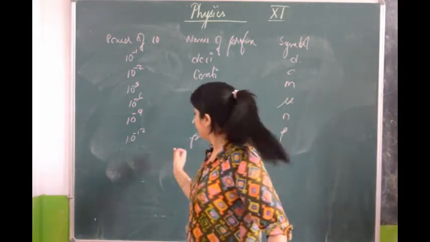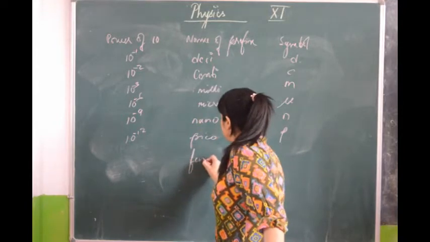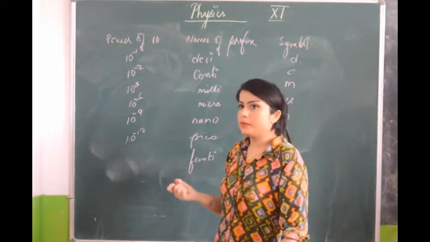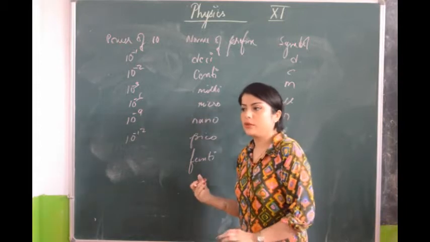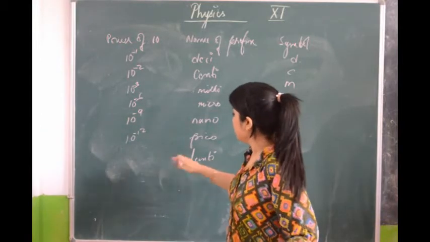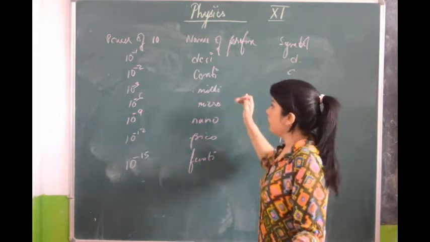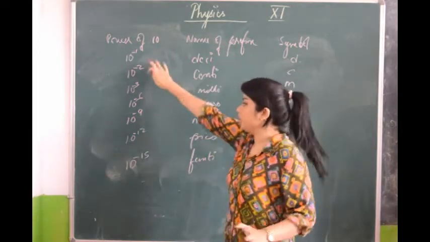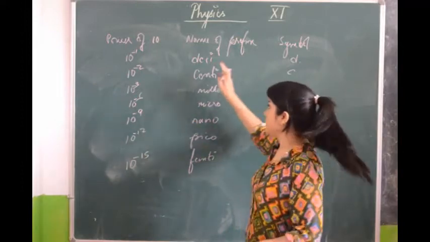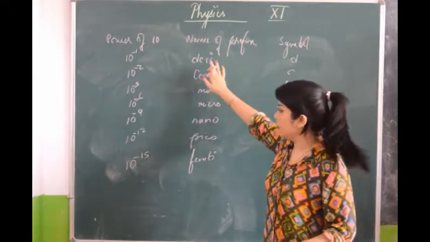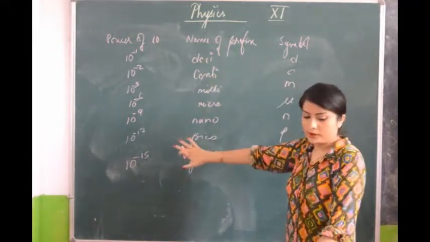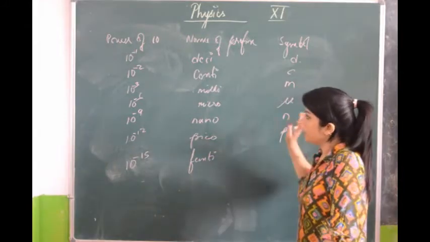Then comes femto: femtometer, femtosecond, all these are units we convert from one to another. Femto means 10 to the power minus 15. Whenever we convert, we multiply with these given values to convert from one unit to another. This is for negative powers.